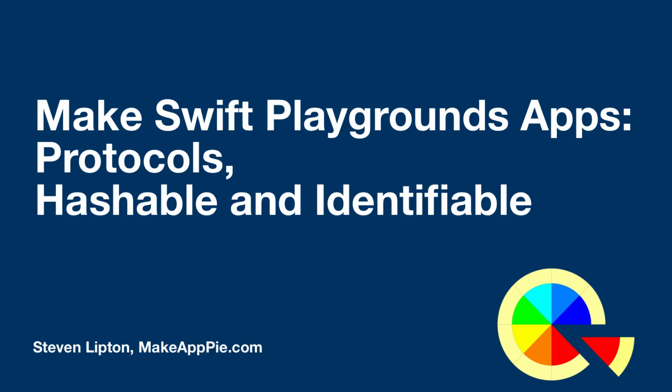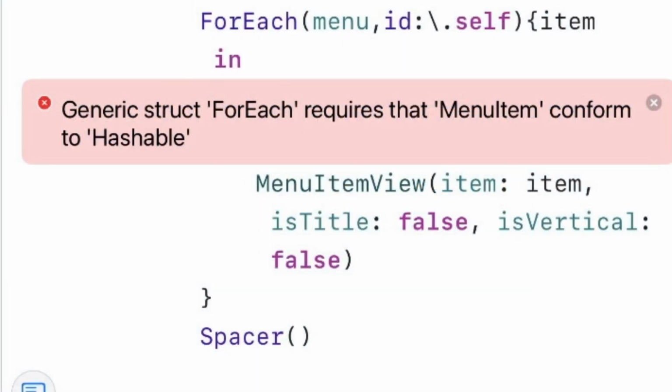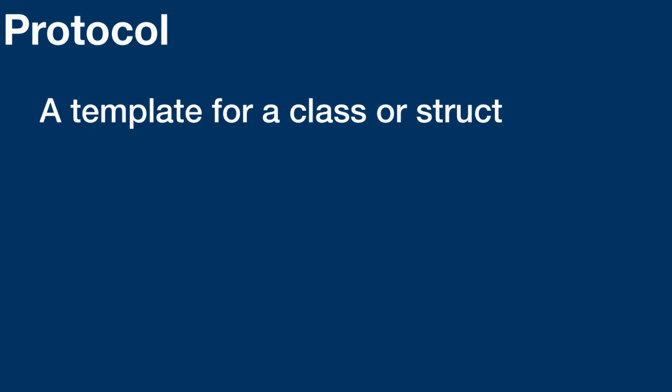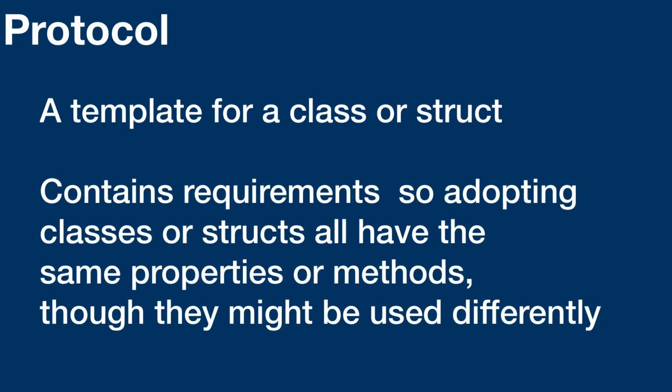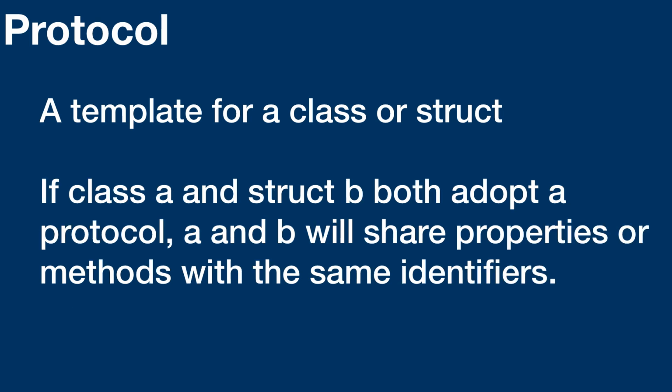In the last lesson, we ended with an error due to this thing called hashable. This brings us into the issues of protocols in general and the hashable and identifiable protocols more specifically. A protocol is a template for a class or struct. It contains declarations for properties or methods. A class or struct adopts the protocol, then defines them more specifically for this situation. You're guaranteed that anything that adopts a protocol can be used the same as anything else that adopts a protocol.